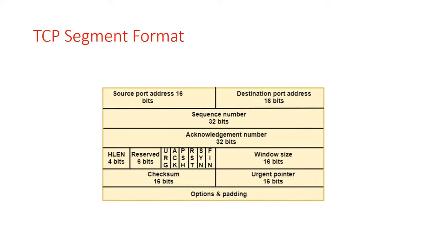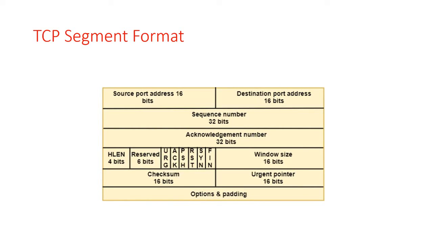The next is the acknowledgement number. Here it is a 32-bit field that acknowledges the data from one communicating device. If the acknowledgement field is set to 1, it specifies the sequence number that the receiver is expecting to receive. Okay, if the acknowledgement is 1, then the receiver is expecting to receive more data.